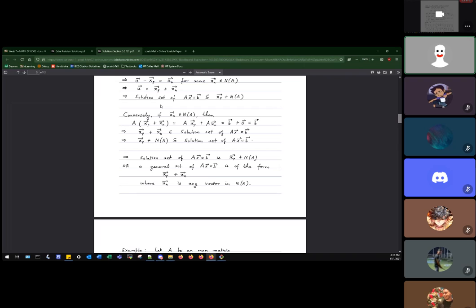If you have xn belonging to the null space, then xn plus any solution to the system Ax equals b will also be a solution to the system Ax equals b.